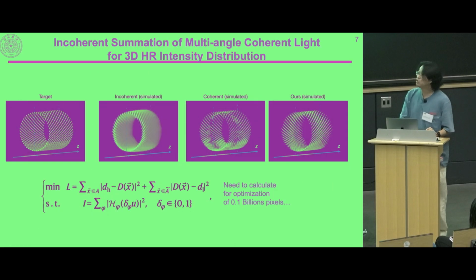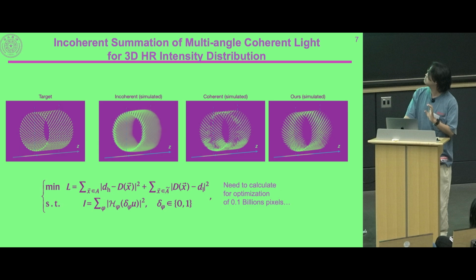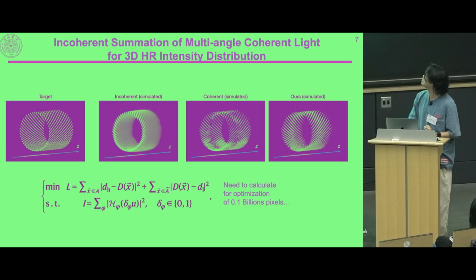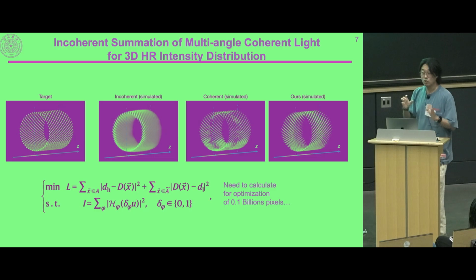For illumination, we simulated coherent light and incoherent light, and both have some pros and cons. Coherent light shows higher resolution, but it's not very continuous. Incoherent light shows very continuous illumination. However, the resolution is a little bit lower. So we use coherent light, and then we integrate multiple angles as if it were incoherent light.